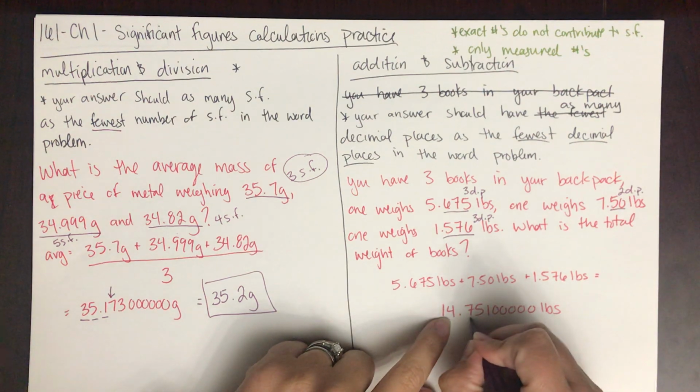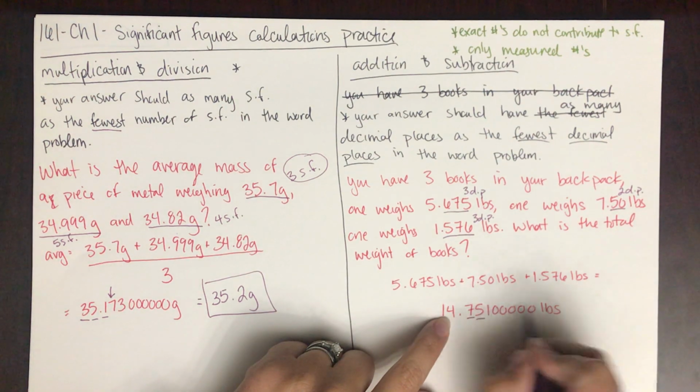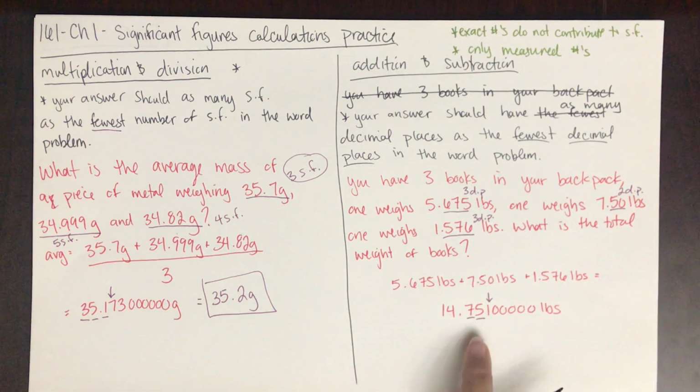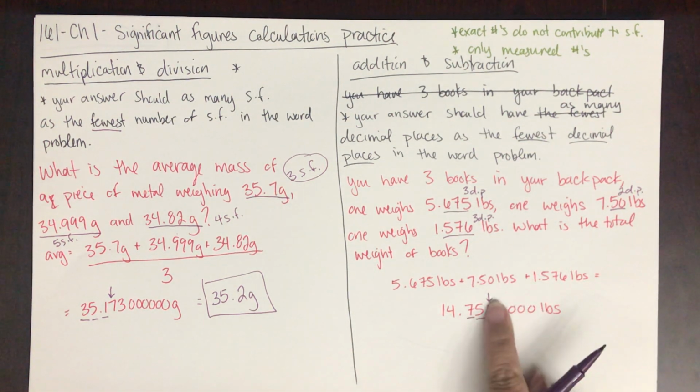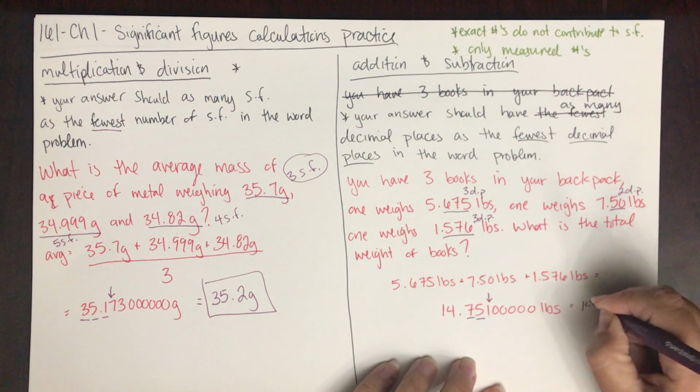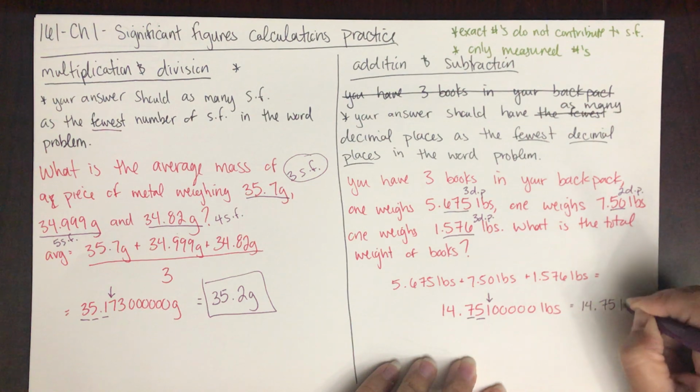So I look here, 1, 2. This is the number of decimal places I should have. Again, I always look next to see if I need to round up or just drop it. So the correct answer here is 14.75 pounds.